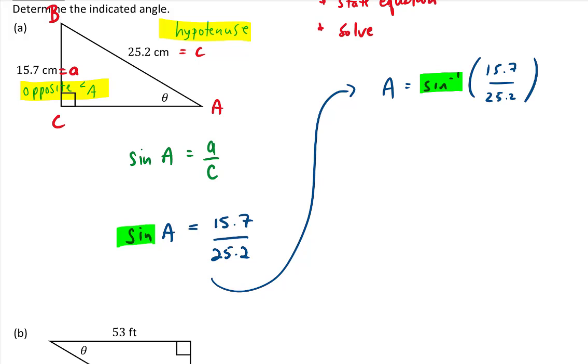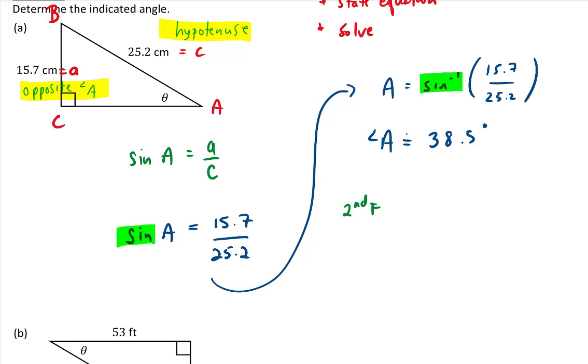On your calculators, you'll find your sine minus 1 button, or your inverse sine button. Include a bracket if it doesn't already include one. Then 15.7 divided by 25.2. Close the bracket and hit enter. And we should get that angle A is equal to approximately 38.5 degrees.